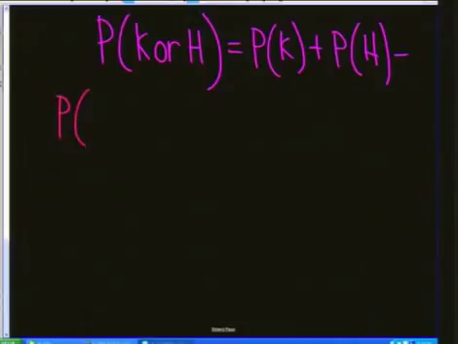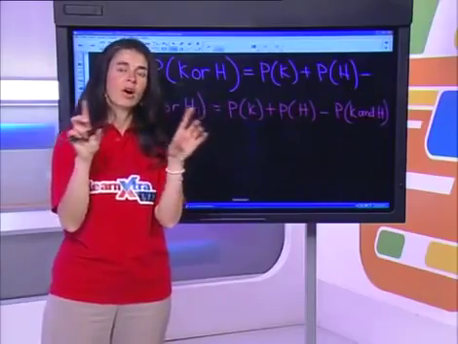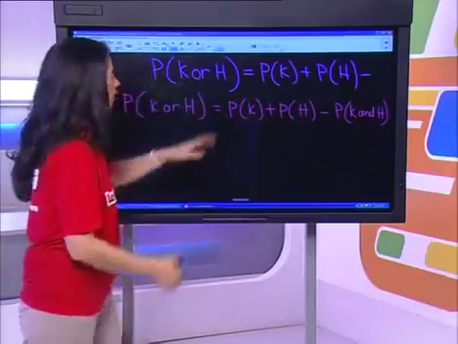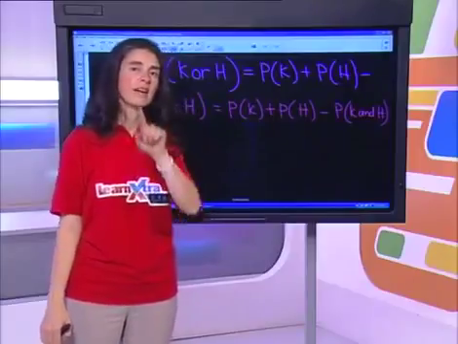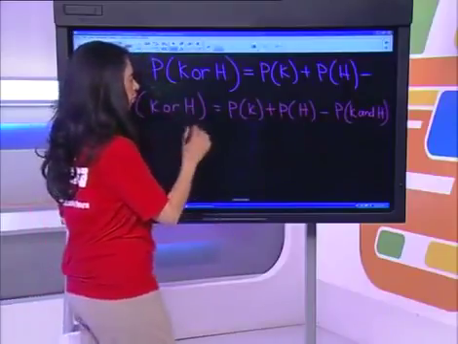So the probability of a king or heart is going to be the probability of a king plus the probability of a heart minus the probability of the king and heart. Otherwise, I would be counting it twice. And that is the rule that I showed you before the break, where the probability of one or the other happening when you've got an overlapping set will be the sum of the individual probabilities. However, we'll have to take away the intersection in order to only count it once.